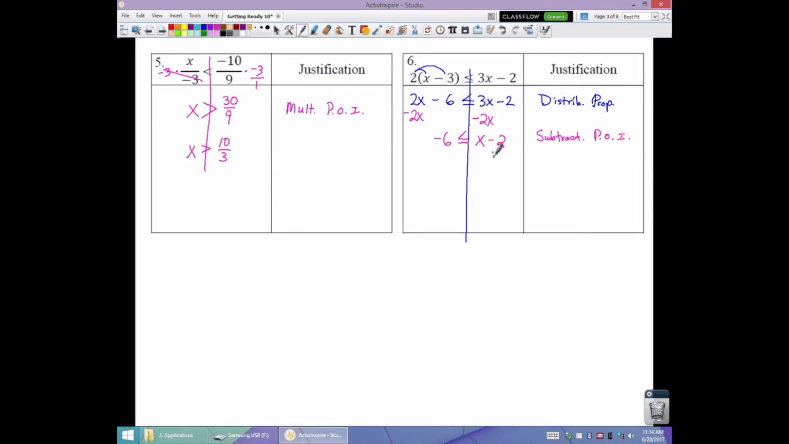To isolate the x, I now need to add 2 to both sides. So negative 4 is less than or equal to x. That's the addition property of inequalities. Now this answer is fine. If it bothers you to have the variable on the right-hand side, you can switch everything. Bring the x to this side, the negative 4 to the right, but then you have to switch the inequality symbol and make it greater than or equal.